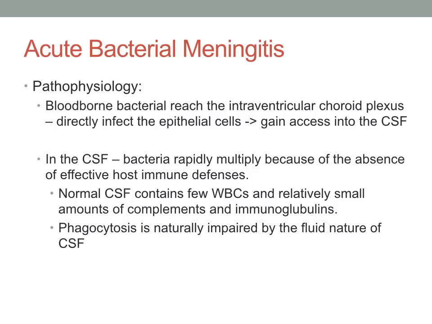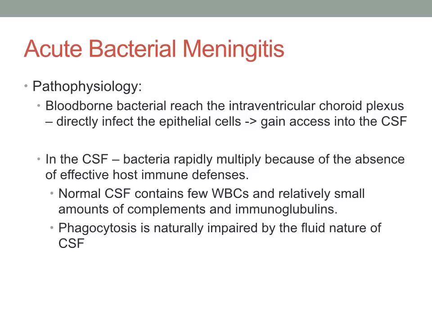So they go through the vascular system, and they're going to hit the ventricular system inside the brain where the CSF is made. They're going to directly infect the epithelial cells in there, and that's how they gain access into the cerebrospinal fluid. Once they're in the cerebrospinal fluid, the bacteria can rapidly multiply because inside CSF, we don't have the immune defenses that you have inside of your bloodstream. We don't have the white blood cells and everything else that sit in our bloodstream.